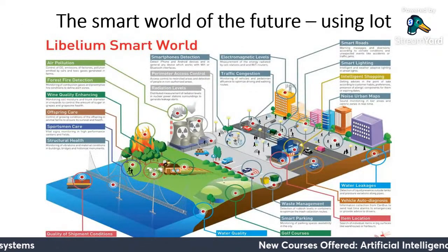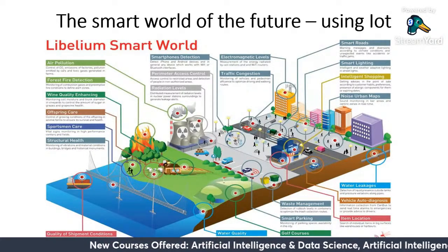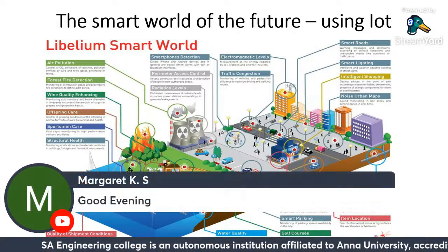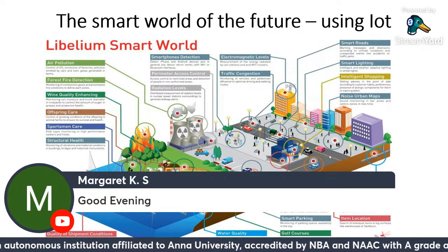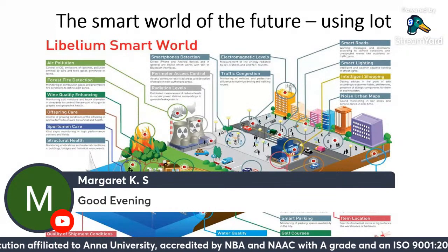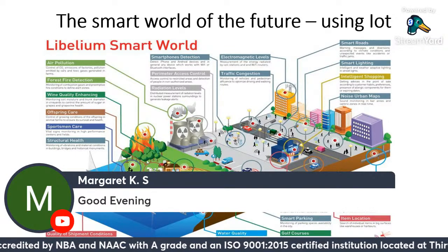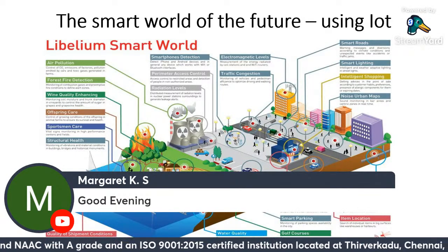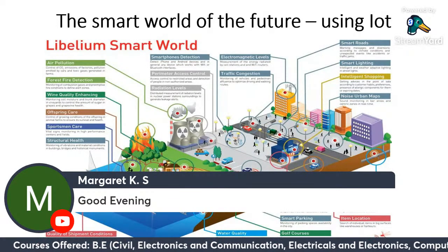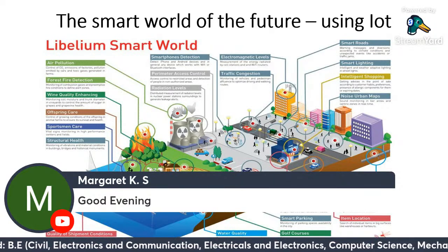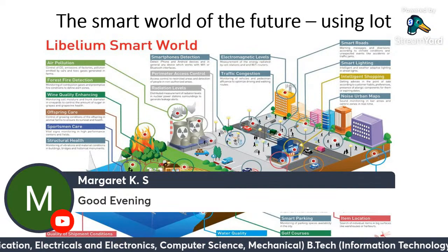And the smart world of the future using IoT. And as you can see, this is the world scenario right now. So when we use these IoT devices in the forest, for example, we can detect forest fires using smoke sensors, carbon dioxide sensors, and fire sensors, so that we can reduce the damage by sensing it in the starting stage.